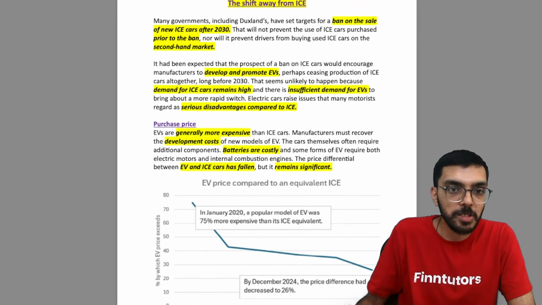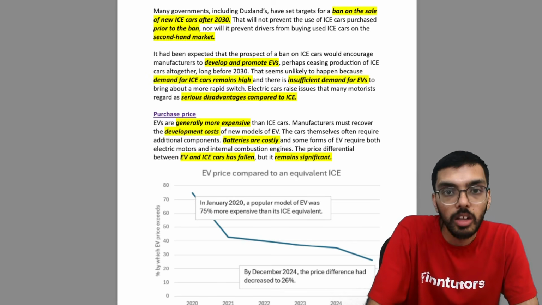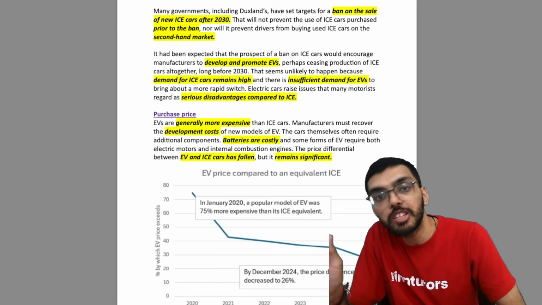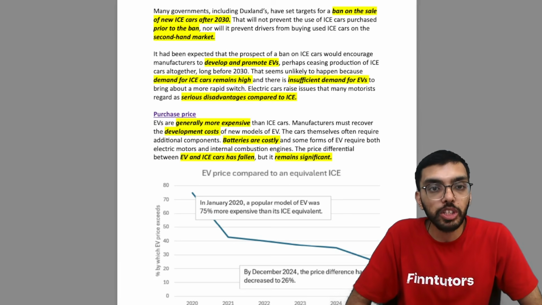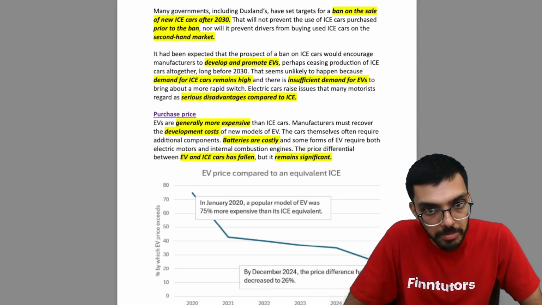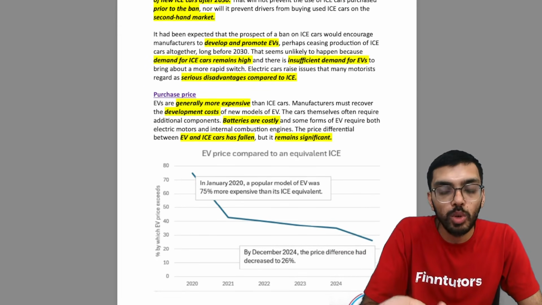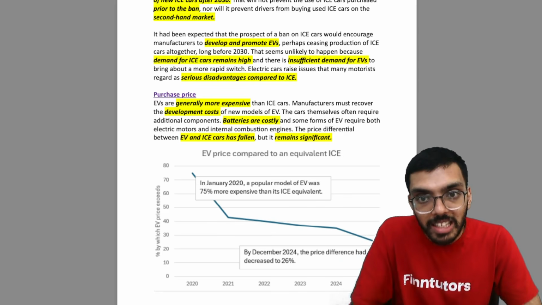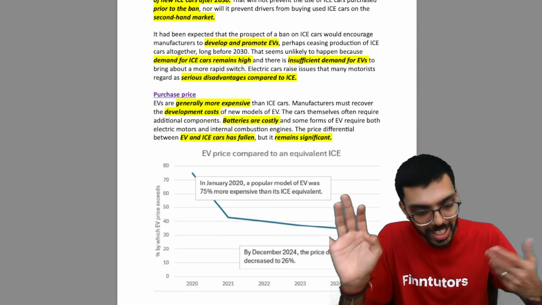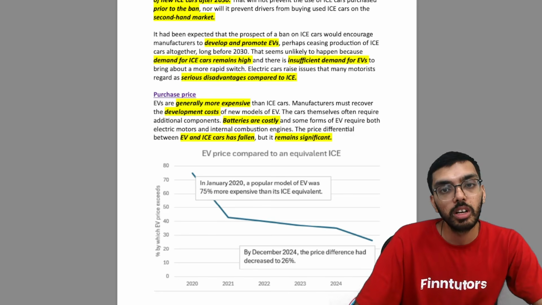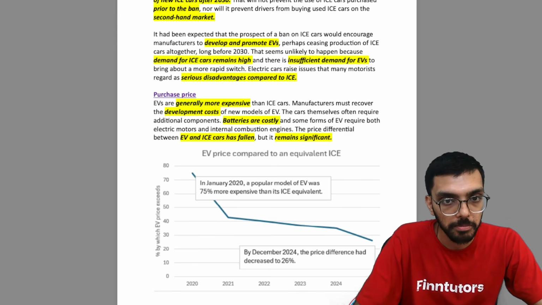It has been expected that the prospect of a ban on ICE cars would encourage manufacturers to develop and promote EVs, perhaps ceasing production of ICE cars altogether long before 2030. That seems unlikely to happen because the demand for ICE cars remains high. More than 1 million units are still being purchased. And there is insufficient demand for EVs to bring about a more rapid switch. So the government is trying its best, but there is still high demand for ICE cars, and people are still a little bit confused about shifting.